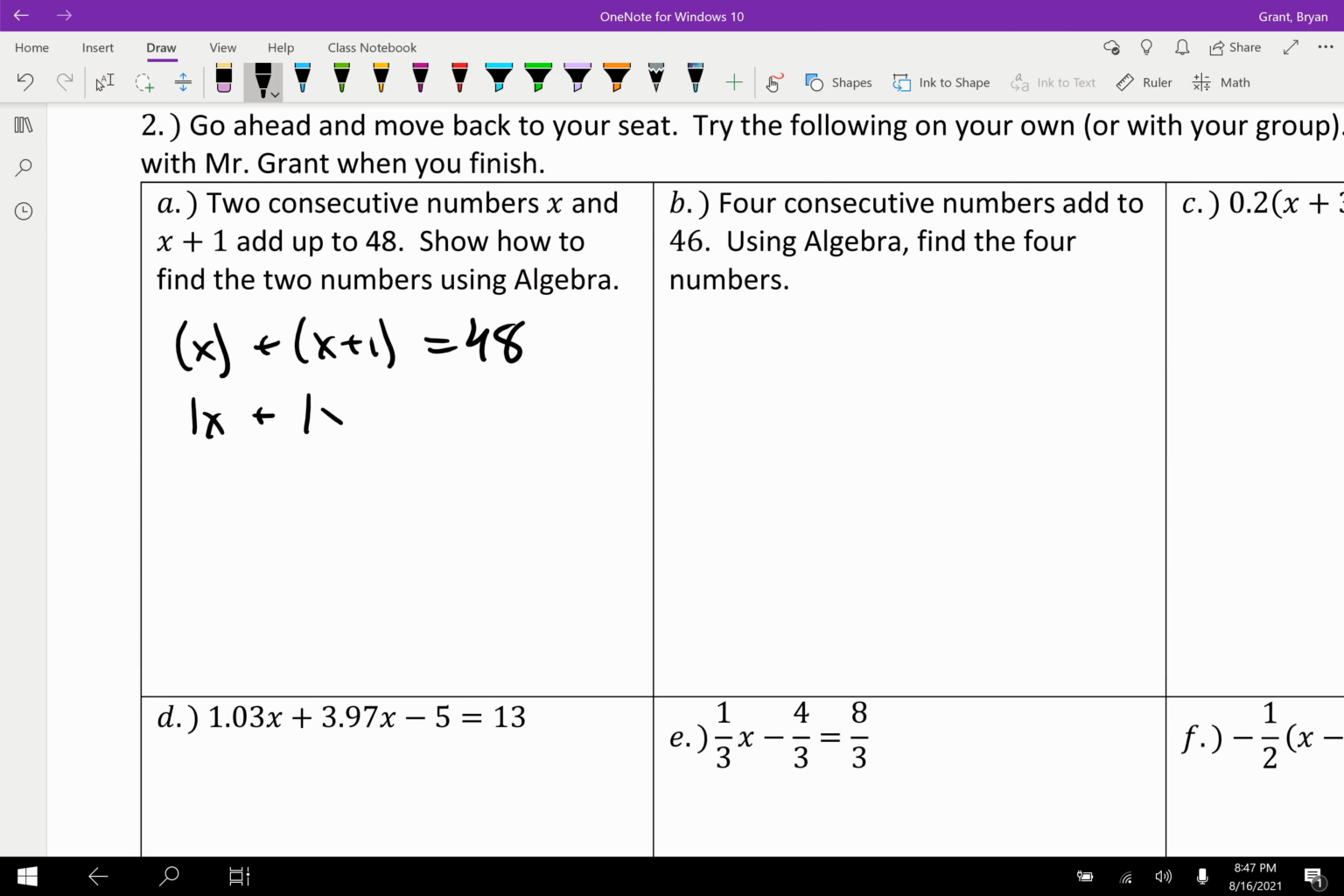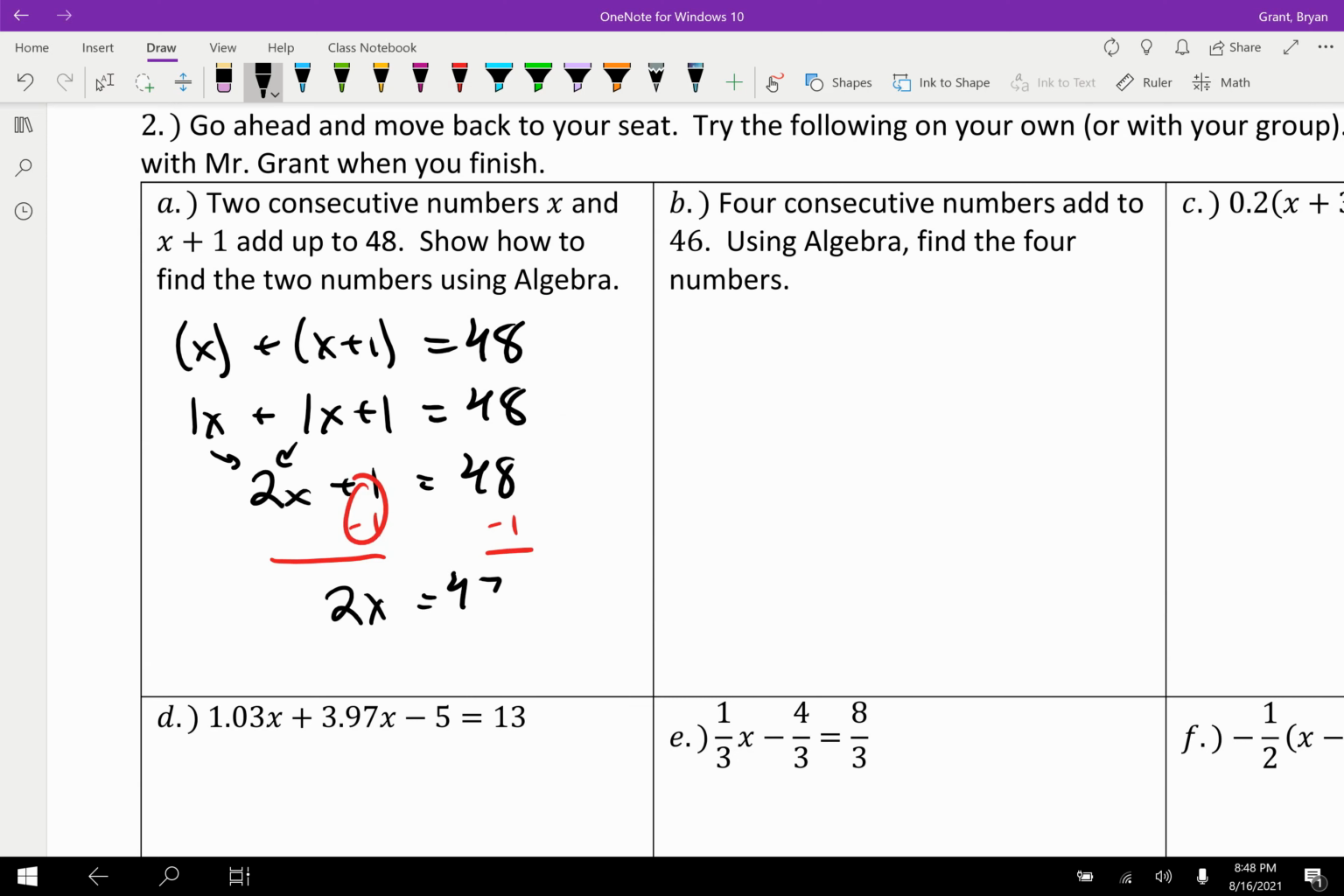So I have 1x plus another x plus 1 equals 48. Combine your like terms to get 2x plus 1 equals 48. Okay? We're going to go ahead and subtract this off. And this gives me 2x equals 47. Finishing solving, we're going to divide by 2. And that gives me x equals 23.5.